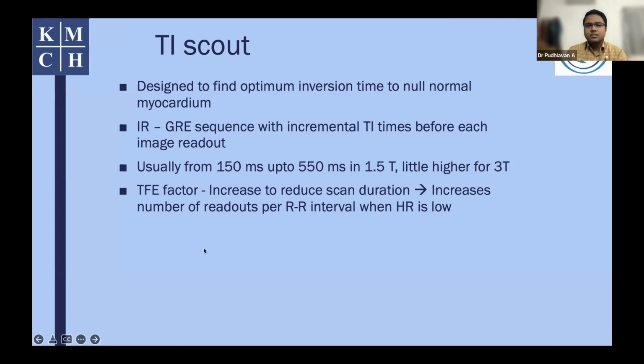By doing this, we achieve a set of images with different TI times. And while doing a TI scout, we encounter something called the TFE factor, which increases the number of readouts per RR interval. So if you have a lower heart rate, you can have more readouts per RR interval than when you have a higher heart rate. So this reduces the scan duration. Increase the TFE factor when your heart rate is low, and your scan duration will come down.